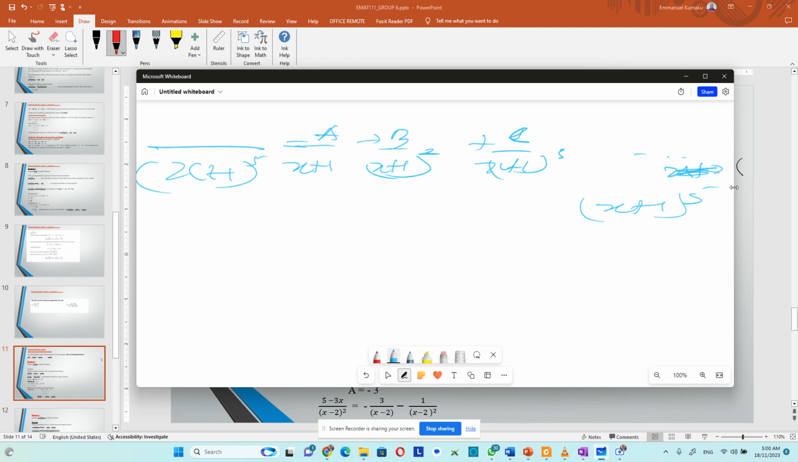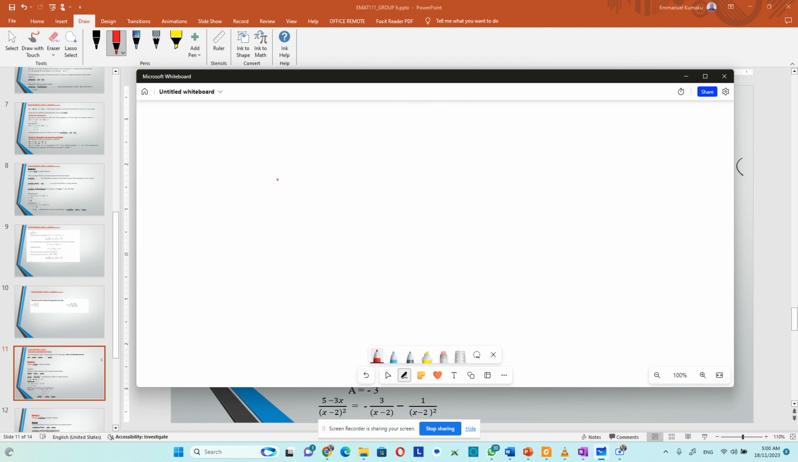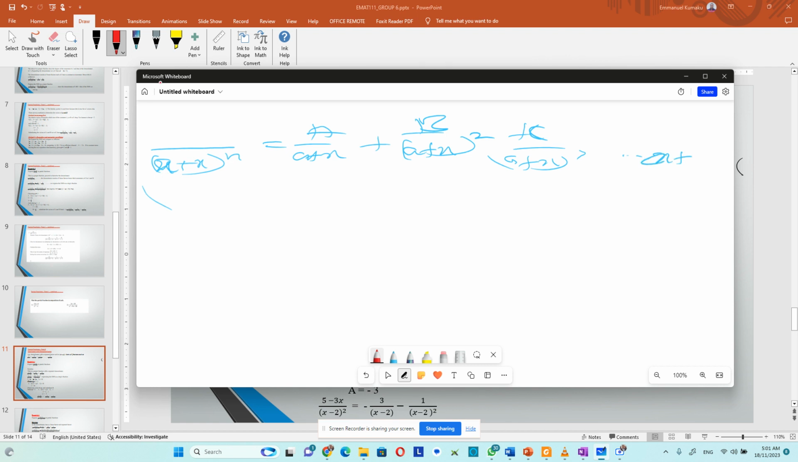That is why in the slide we said that for (x + a)^n, we are going to have capital A over (x + a), plus B over (x + a)^2, plus C over (x + a)^3, until we get to the last term over (x + a)^n. So take note of that.